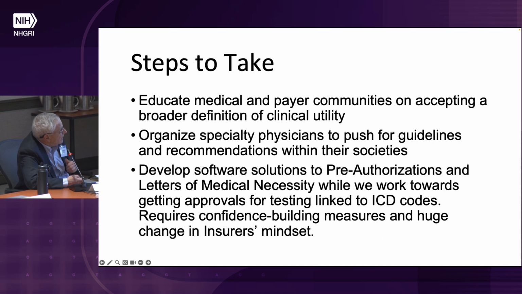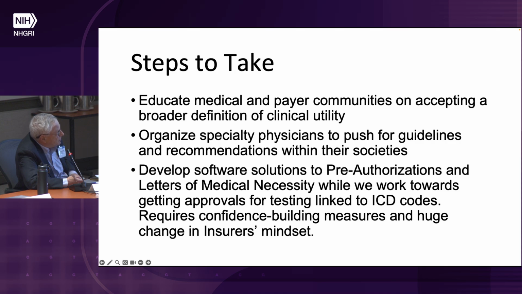So, educate medical and payer communities on accepting a broader definition of clinical utility. I think that's important. We have to organize specialty physicians to push for guidelines and recommendations within their societies. The difference between what NCCN thinks a breast cancer patient should receive in terms of testing and what the American Society of Breast Surgeons thinks is quite different. There are 5 different guidelines for prostate cancer testing, depending on whether it's the European group, the American prostate group, the American urological. These guidelines need to be unified and pushed by the professional societies.